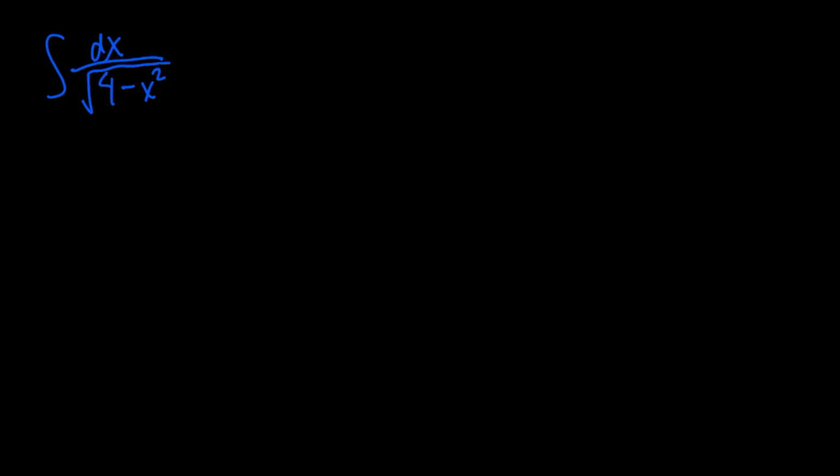In this video, we're going to solve an integral calculus problem using trigonometric substitution. So the problem is the integral of dx all over the square root of 4 minus x squared. We can see that the problem is written in this form: a squared minus u squared, or 4 minus x squared. So our a here is 2 and our u is x.